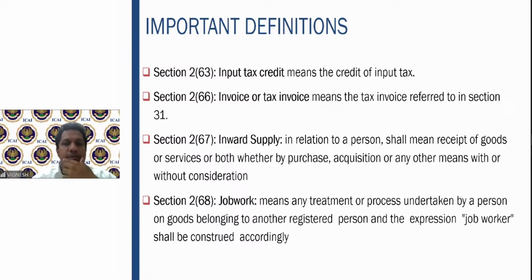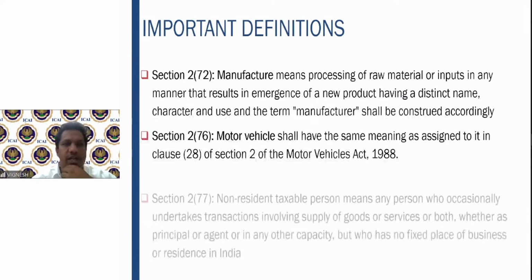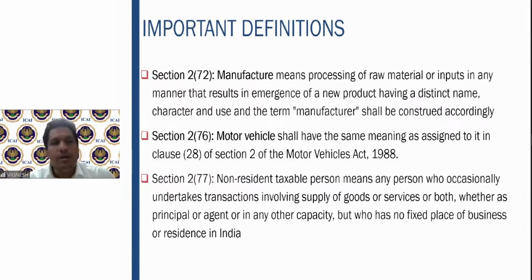Fine. Then inward supply shall mean the receipt of goods, whether by purchase or acquisition. Simple definition. Job work we have also already seen in the last session. Okay. Manufacture, processing of raw material. Important character of manufacture is that a new product emerges with a distinct name, character and use. Motor vehicle, not very important from the examination point of view. However, still for a generic understanding, you can go through section 2(28) of the Motor Vehicles Act 1988.